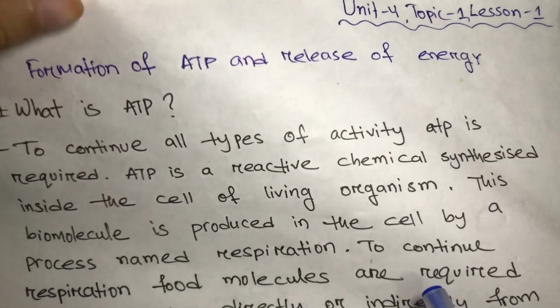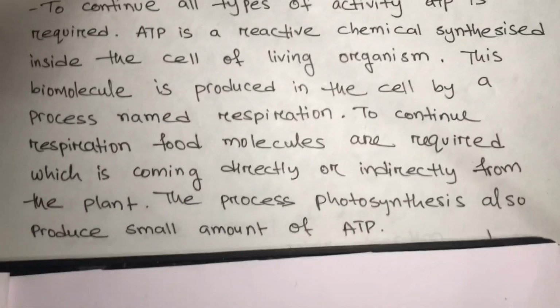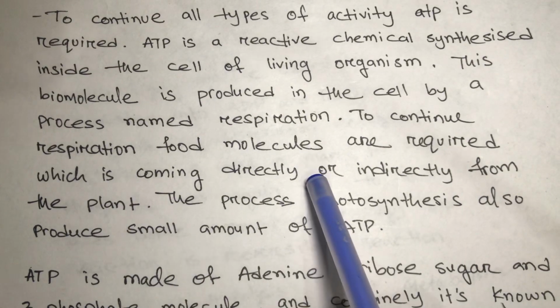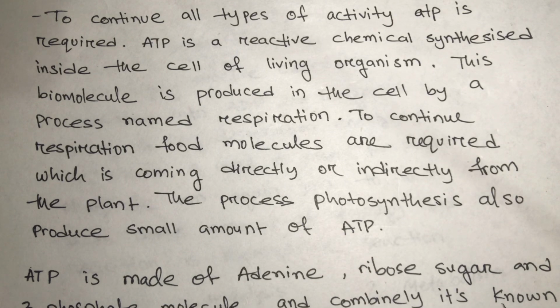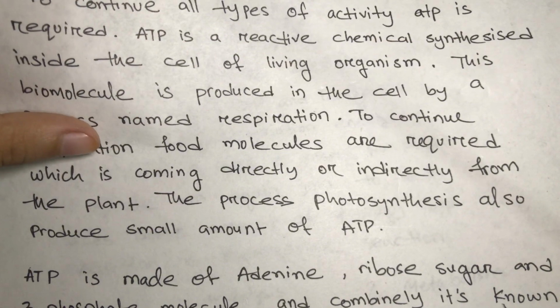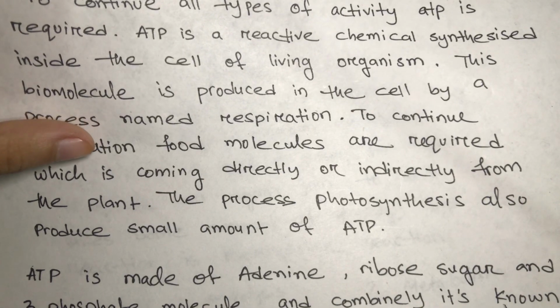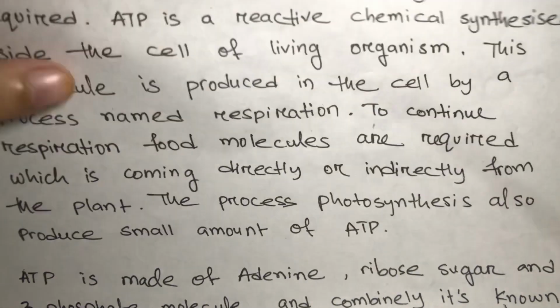Which is coming directly or indirectly from the plant. The process of photosynthesis also produces a small amount of ATP. What is photosynthesis? As you know, it is a process by which plants make their food, right? And it also produces some amount of ATP, but that is not the main source of ATP. The main source of ATP is respiration. By respiration we make ATP.